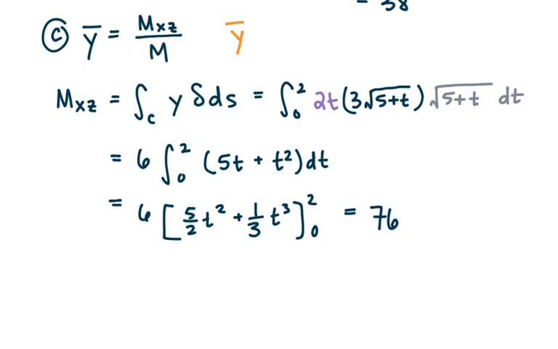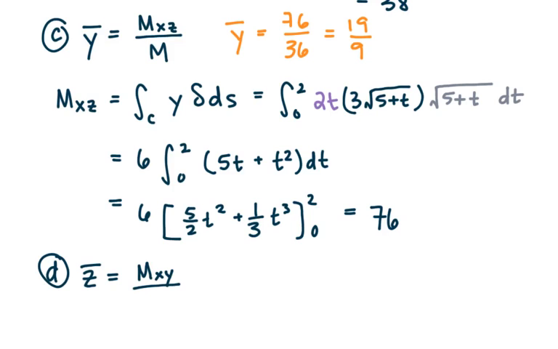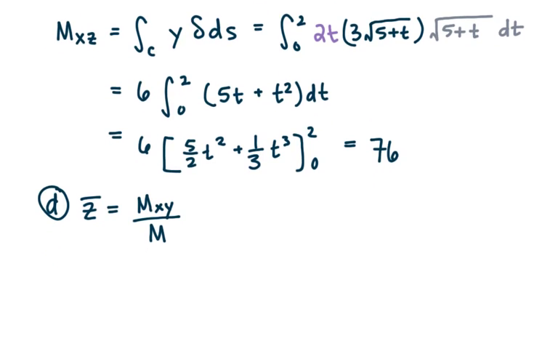So y bar, the y coordinate for my center of mass, is going to be 76 over 36, which simplifies to 19 over 9. Right, we have one more calculation, and that will be z bar. And that's the moment about the xy plane divided by the mass.